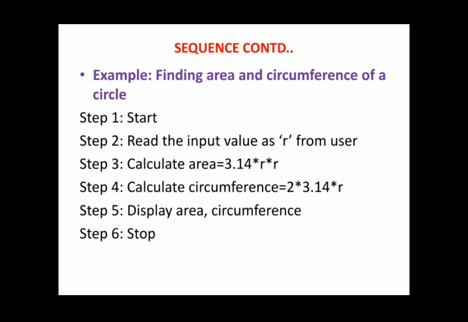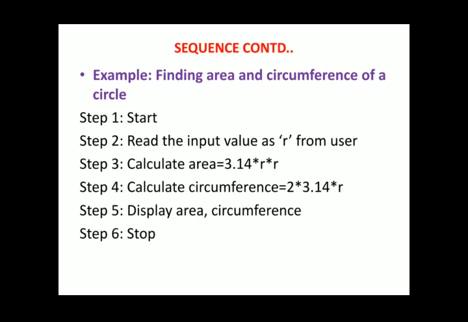Now, the answer stored in the variables area and circumference will be displayed as the output. In order to terminate the algorithm, the word stop is used in step 6. Now consider the input value of radius r as 2. So the area of the circle is calculated as 3.14 into r into r. So we can obtain 12.56 as the answer, and now the processed data is assigned to the variable area.